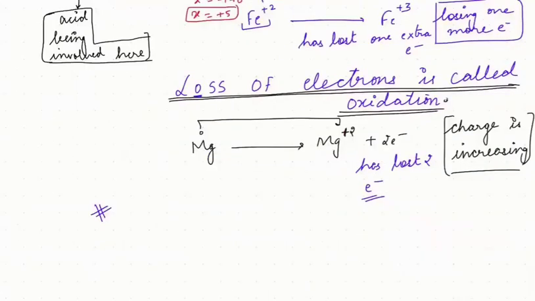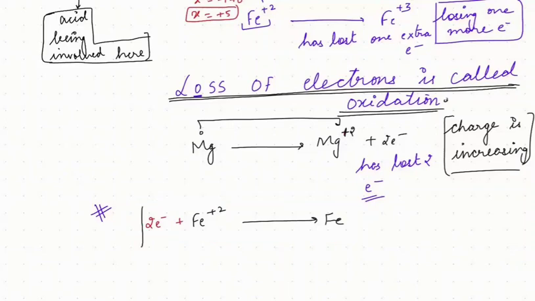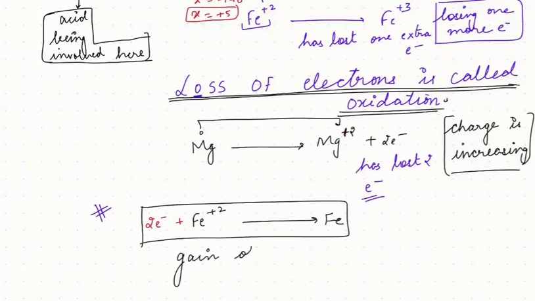Let's suppose I say that Fe plus 2 becomes Fe neutral. How would any positively charged ion become neutral? Only when it gains 2 electrons. So Fe plus 2 will gain 2 electrons and form Fe neutral. So what does that mean? If loss of electrons is oxidation, gain of electrons would be reduction.